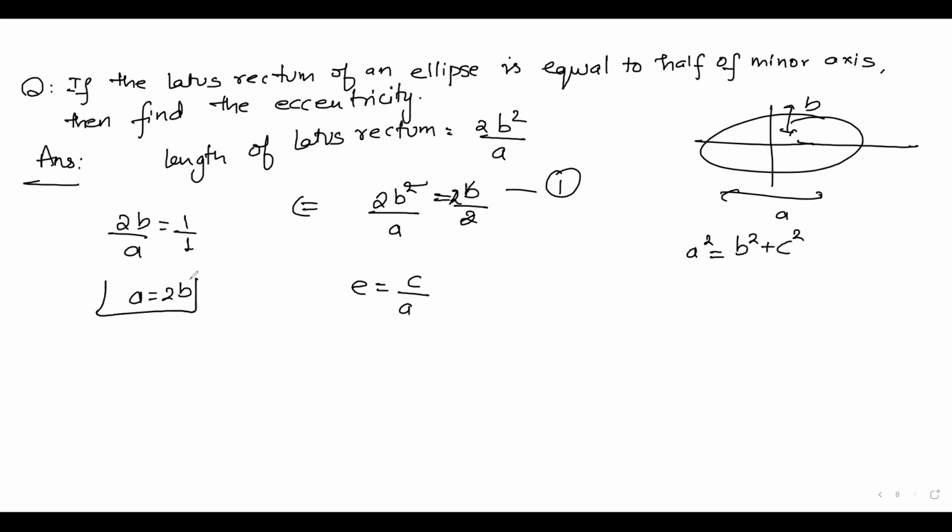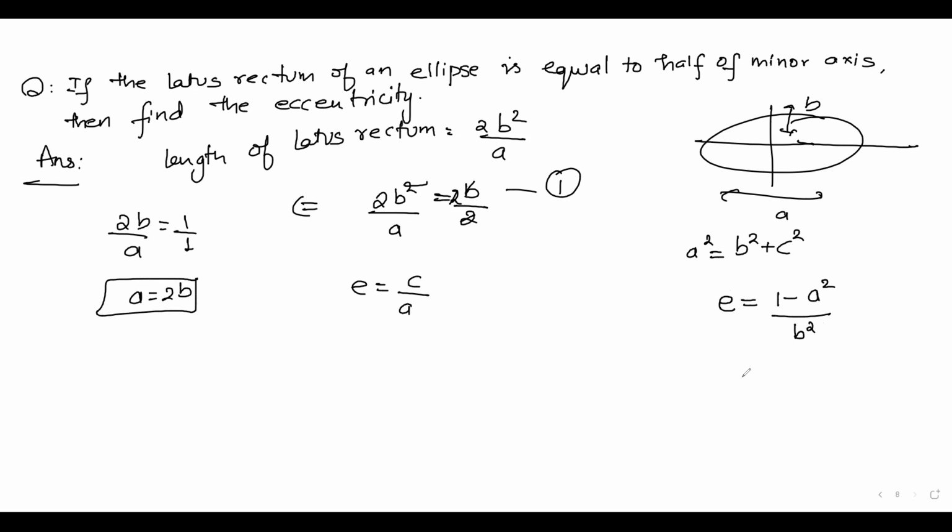Yes, Chitra, what are you saying? I saw one more formula for eccentricity. It was e square is equal to 1 minus a square by b square. So e is equal to the square root of 1 minus a square by b square.